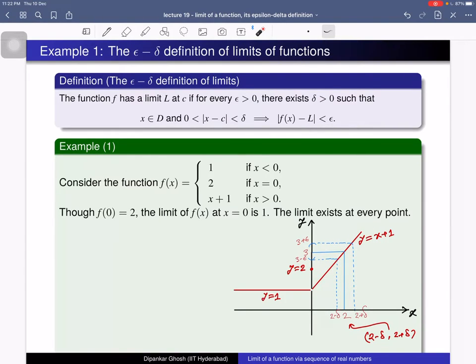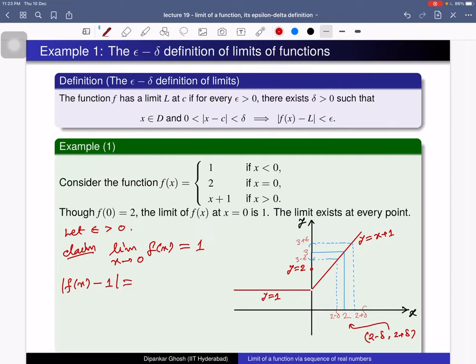Now let's verify whether the limit exists at x equal to 0 for this function. Though f of 0 is 2, I claim that the limit at x equal to 0 is 1. Then I should verify that this 1 satisfies the epsilon-delta condition. So consider an arbitrary positive real number epsilon. For this epsilon we should find some positive real number delta which satisfies that condition. Before that, I should analyze the distance between f of x and 1.